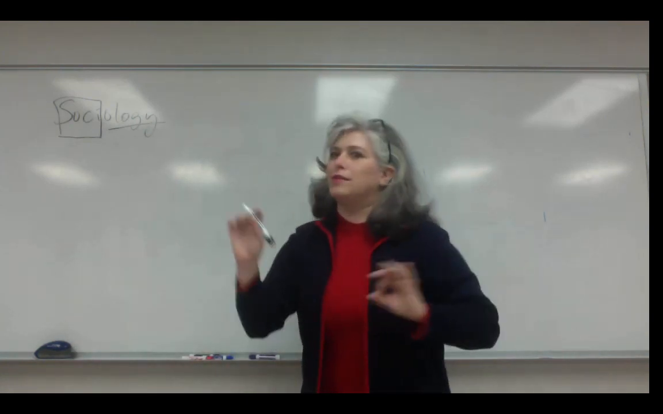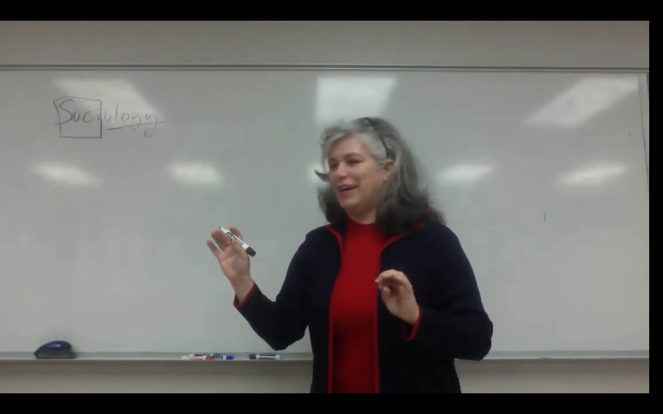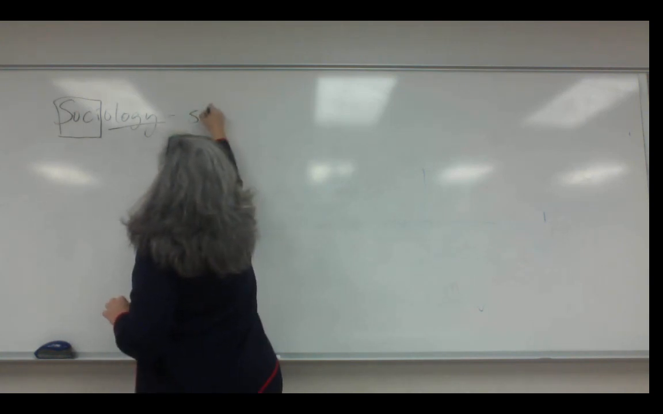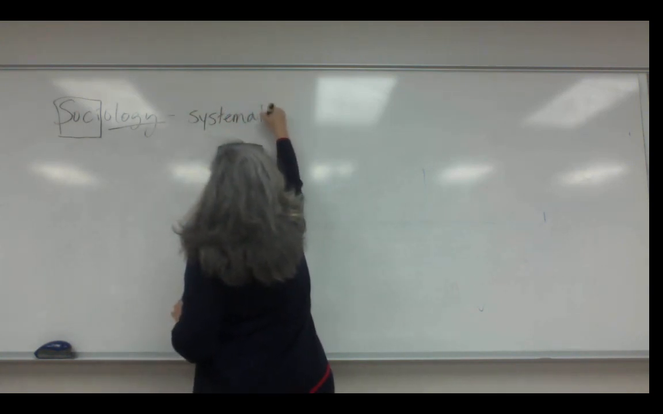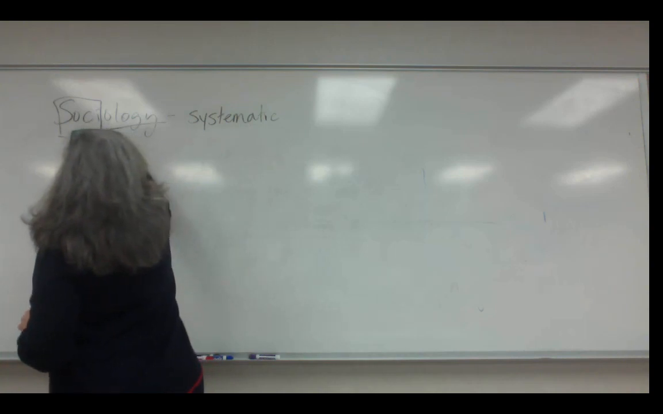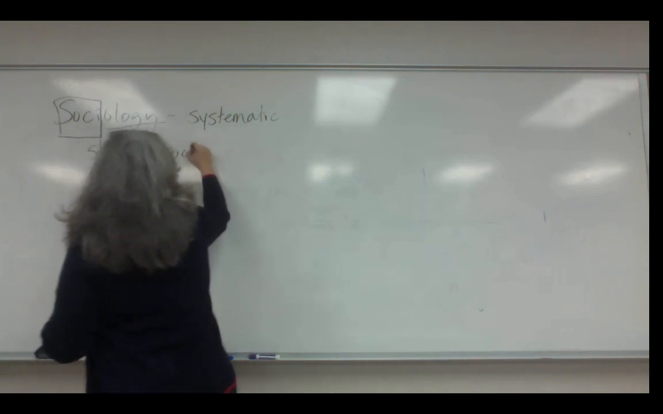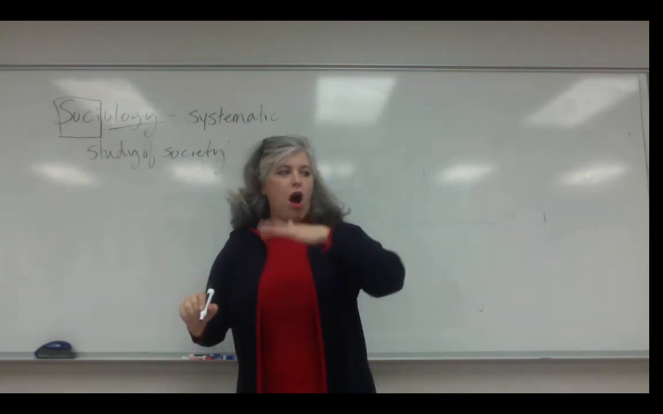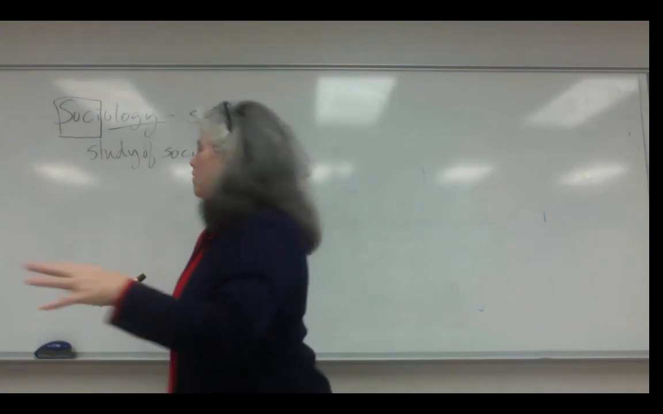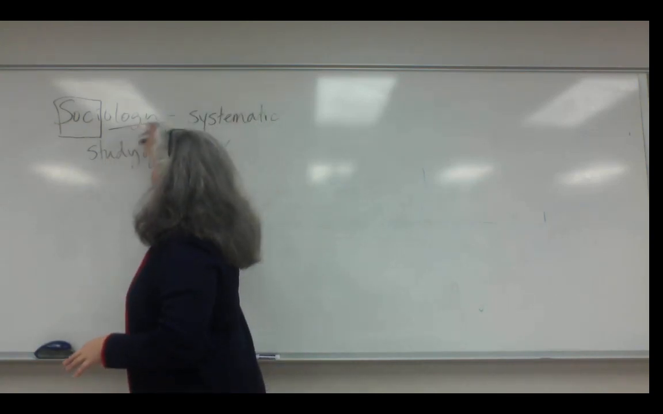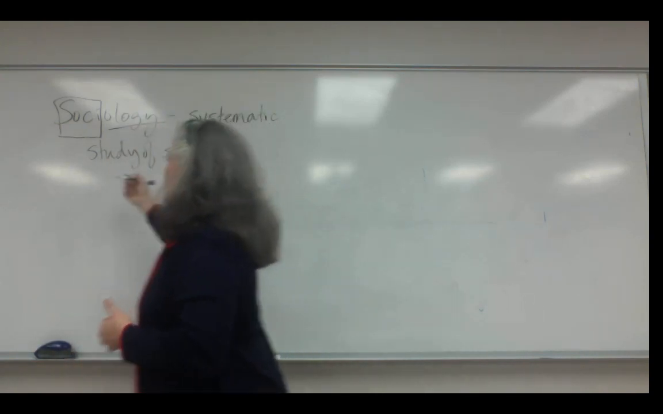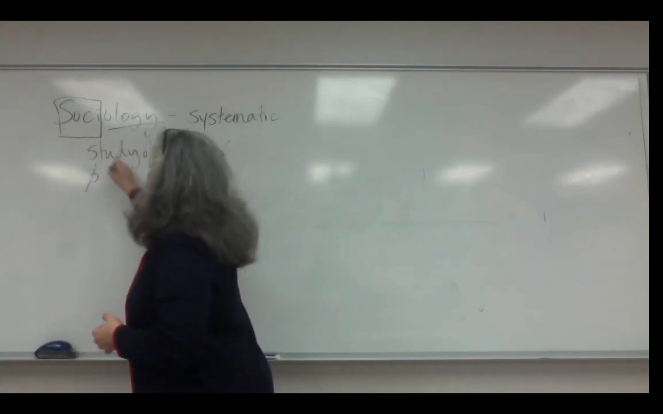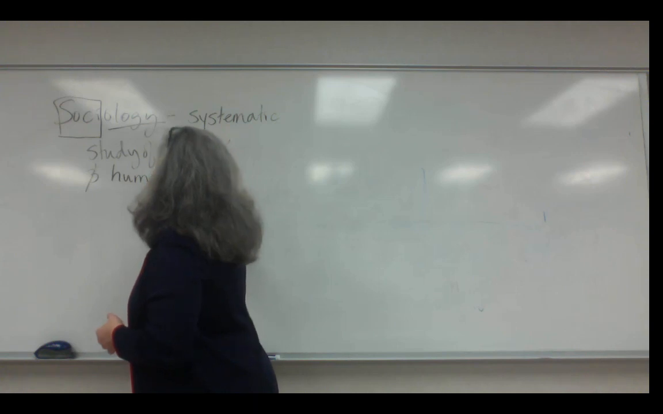However, the definition is a little bit more complex than that, as I guess you could have imagined, right? So sociology is the systematic study of society and human interaction on the micro scale. There's a word that we'll define in just a second. So it's the systematic study of society, and human interaction in groups.